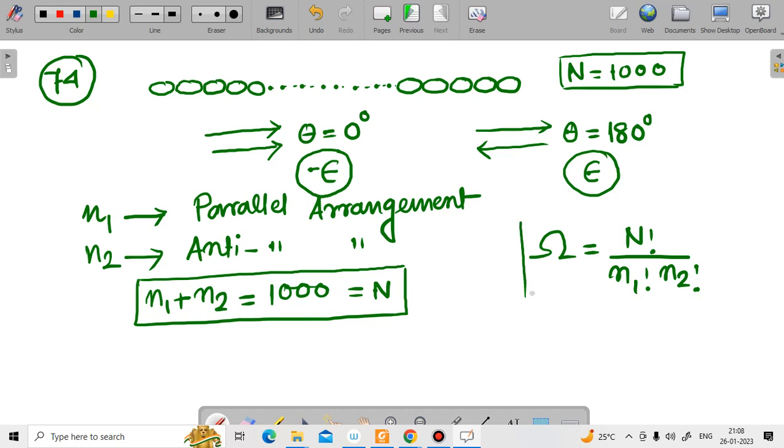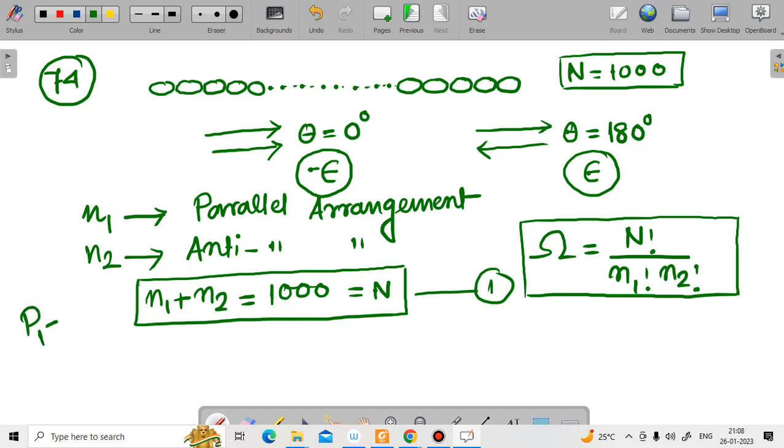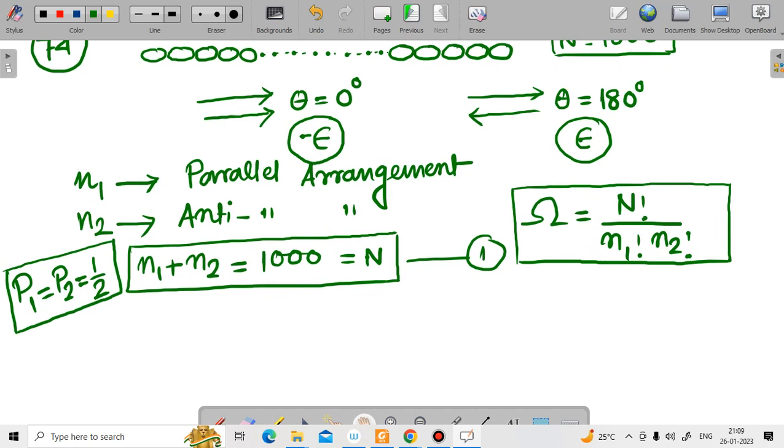But again, n1 and n2 are not known. N is known, but n1 and n2 are not known yet. So in order to get the values of n1 and n2, we need another equation. So this is my equation number 1, of course, but we have to get another equation. Since P1 and P2 have equal probability, as given in the question that the probability of finding the parallel and anti-parallel arrangements is the same, this will be half. P1 and P2 are half.